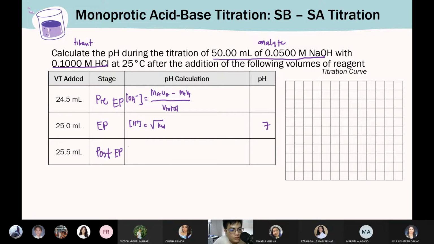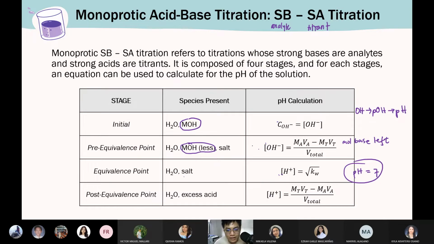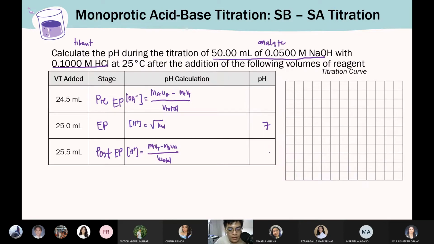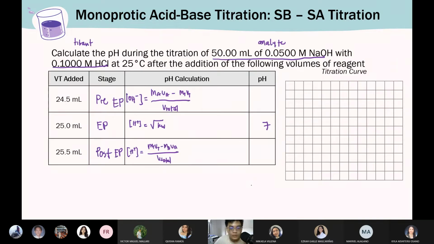Post-equivalence point, this is the equation. We are looking for the excess, so MTVT minus MAVA over V total. Okay. Let me check if I remembered the equations correctly. It's here anyway. For the pre-equivalence point, this is the equation: MAVA minus MTVT. I remembered correctly. For the post-equivalence, this is the equation: MTVT minus MAVA. Okay?